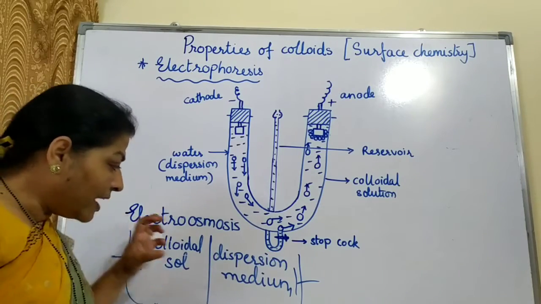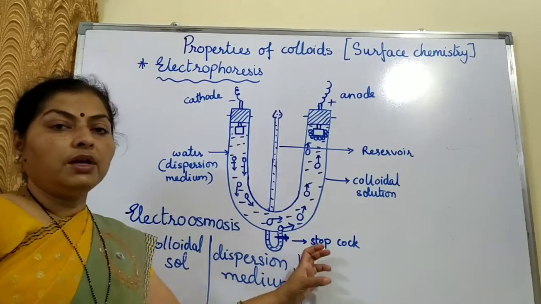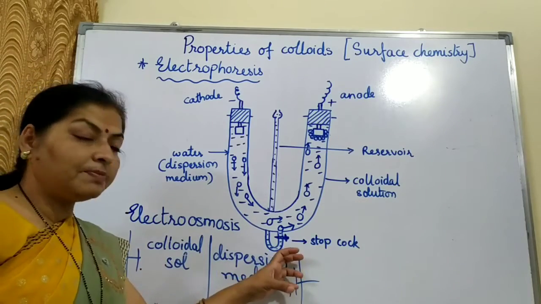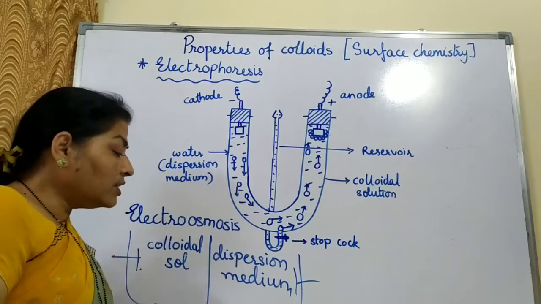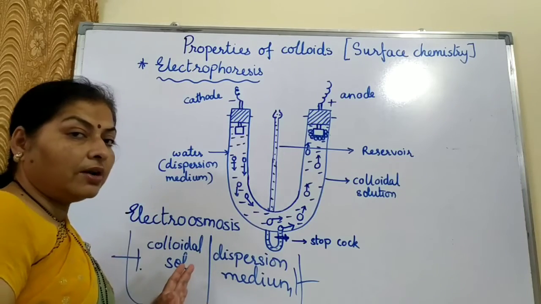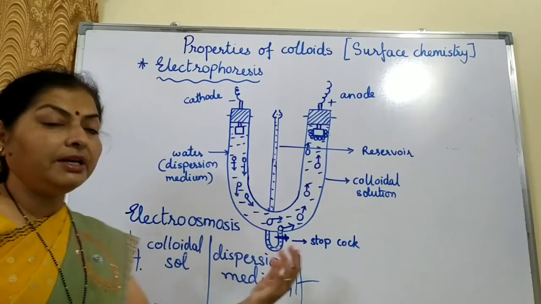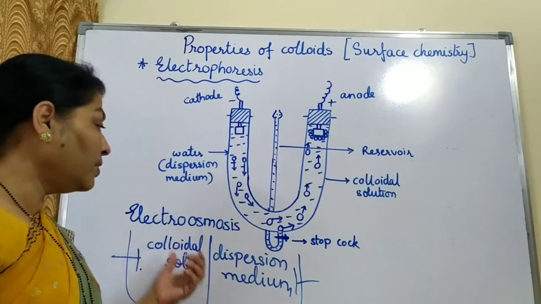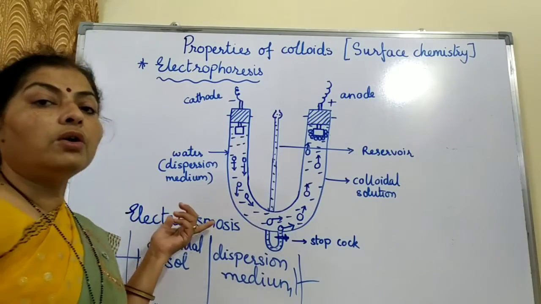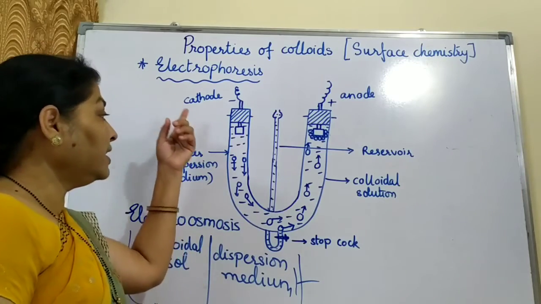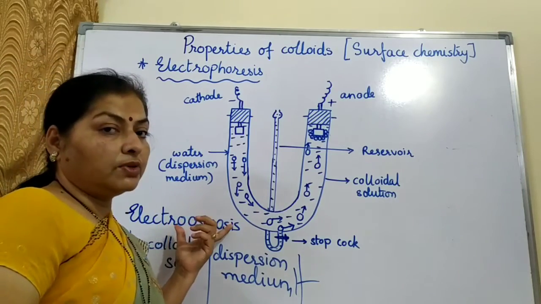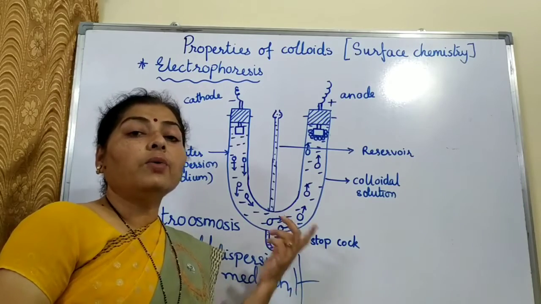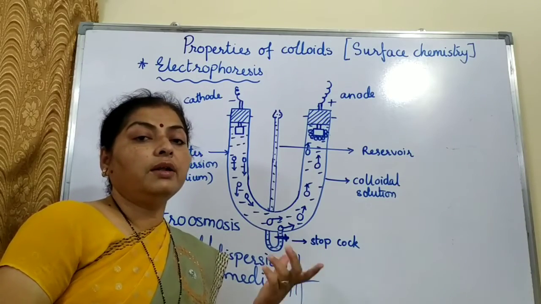Why? Because the particles will try to move in that direction, but the semi-permeable membrane does not allow the colloidal particles to move. So the dispersion medium will only be able to cross the semi-permeable membrane. This phenomenon is known as electroosmosis. So here we have completed electrophoresis and electroosmosis. Now the next is the coagulation of the colloidal particles.